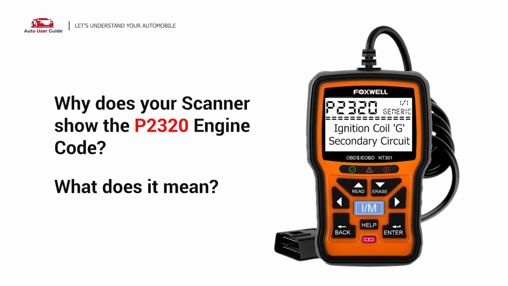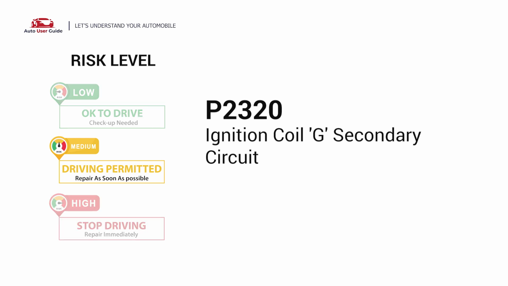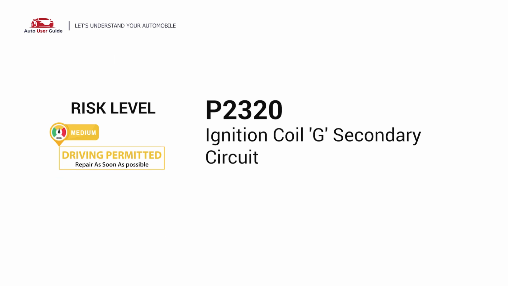Why does your scanner show the P2320 engine code? What does it mean? P2320 is a diagnostic trouble code for ignition coil G secondary circuit.